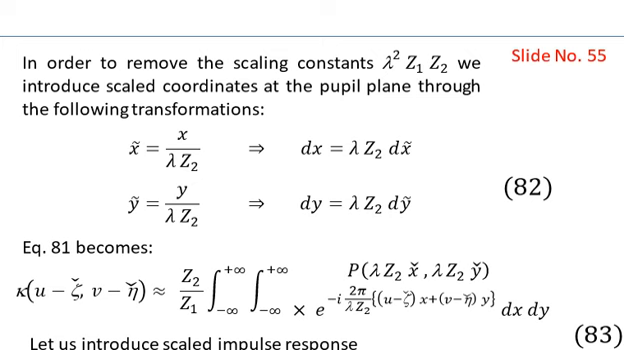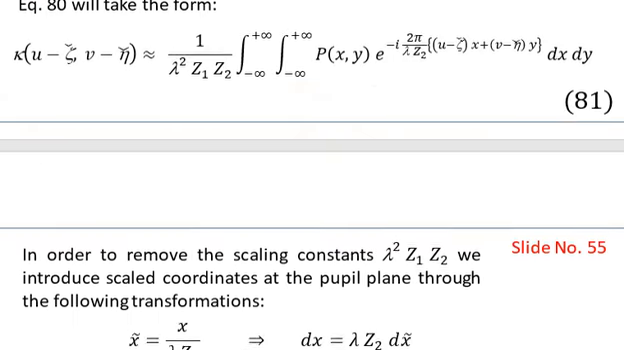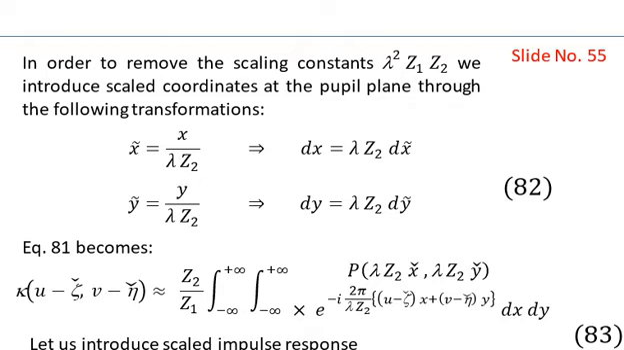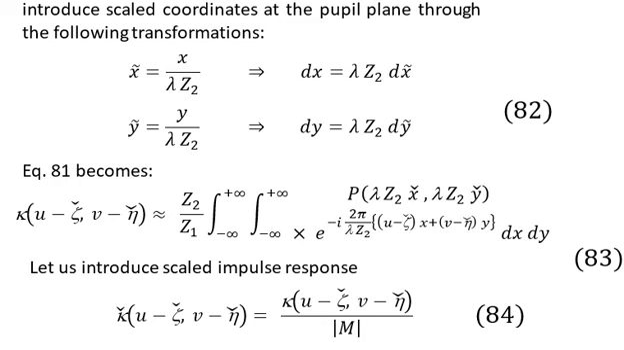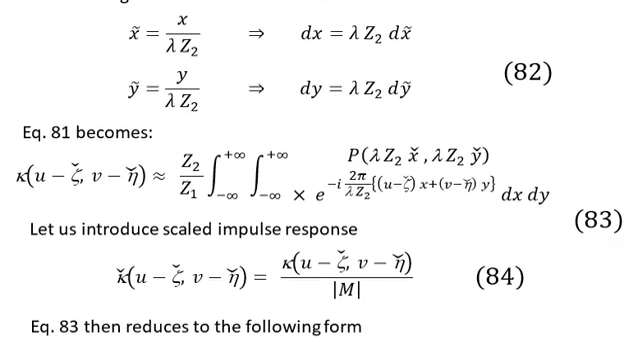So if you make these modifications in equation number 81, you will get the following equation as given in equation number 83, that is kappa of u minus zeta inverted hat comma v minus eta inverted hat is of the order of z2 over z1, and the double integration, and here the pupil function now has been modified, with arguments that p of the pupil function now has the coordinates lambda z2 x inverted hat comma lambda z2 y inverted hat.